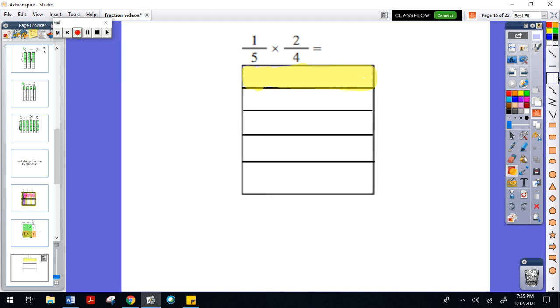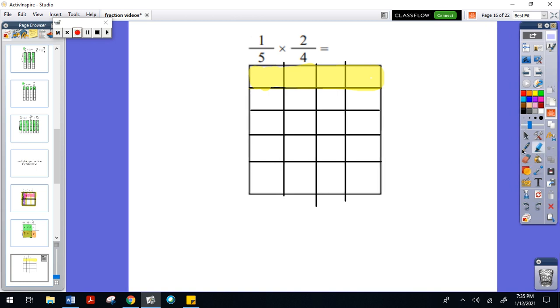Then I'm going to illustrate 2/4. So I'm going to go and partition in 2/4, just like this. And I'm going to color in 2/4.